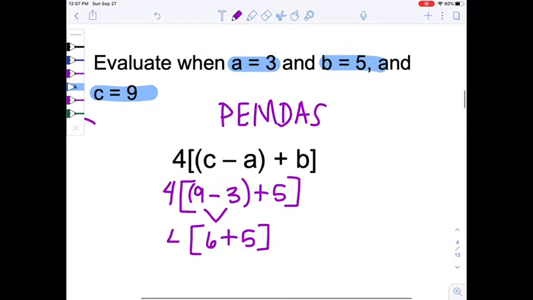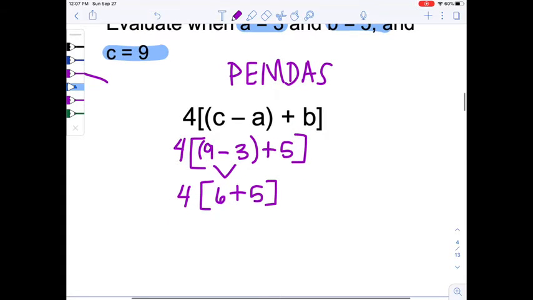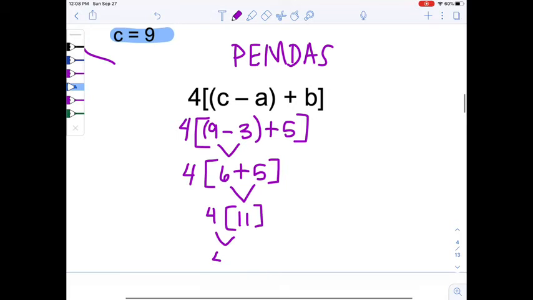And then I'm going to fill in the rest. And now those brackets are really another set of parentheses, so I need to solve what's in those first. So 6 plus 5 is 11. And then I still have this 4 on the outside. Whenever we have a 4 and then something in brackets by itself, that's really multiplication. So this would be 4 times 11, which is 44. And then I circle or box my answer.